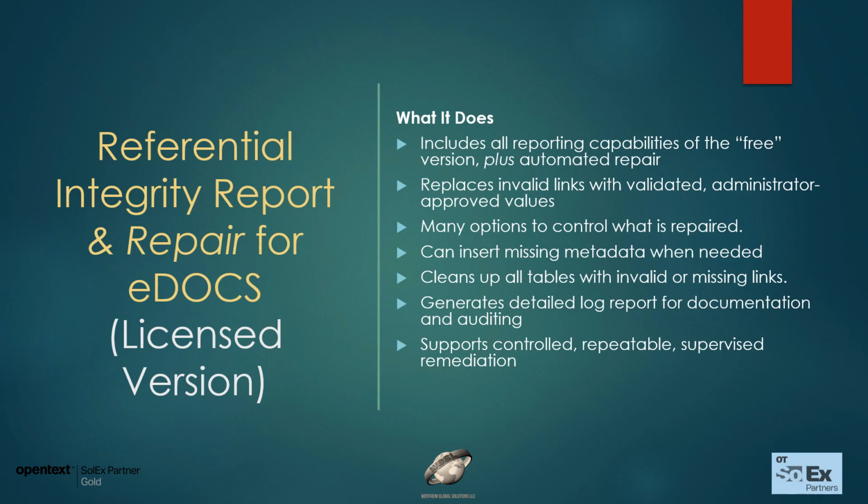The licensed Referential Integrity Report and Repair for eDOCS builds on the free version by adding repair capabilities. It includes all the reporting features, but can also repair and/or replace invalid links with administrator-approved values. It can also insert missing metadata when appropriate, and clean up all related tables that contain invalid or missing links. Every action is logged and designed to be repeatable and controlled, so remediation is systematic rather than ad hoc SQL work.